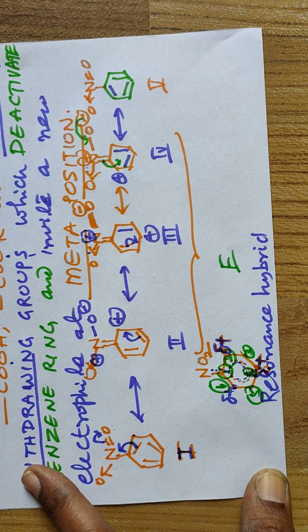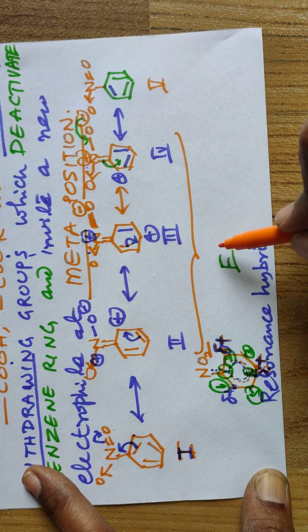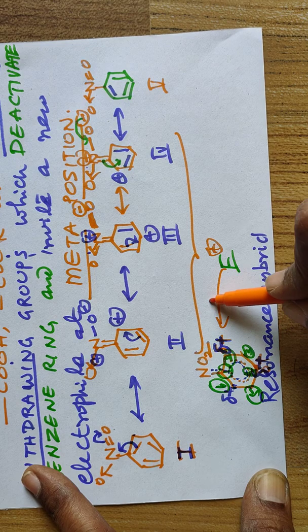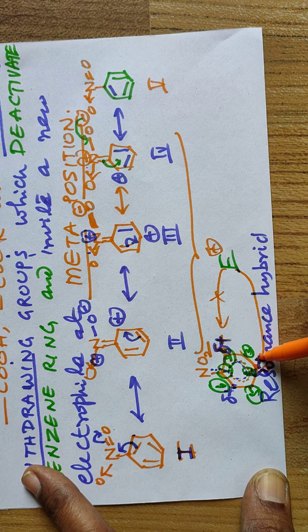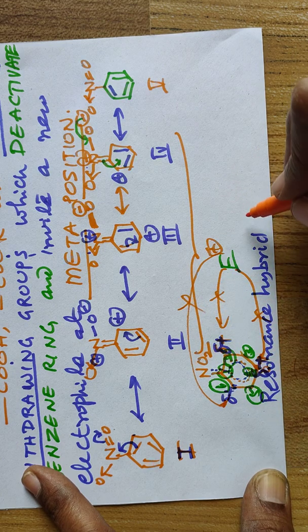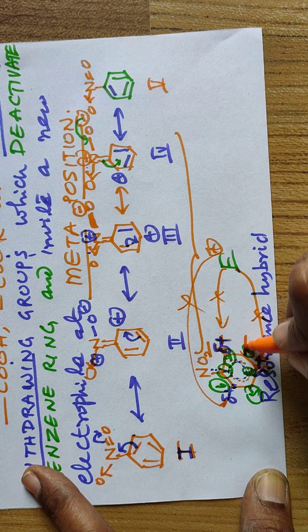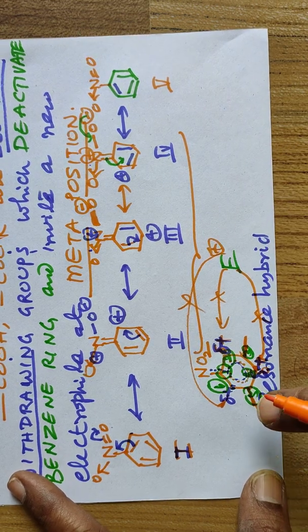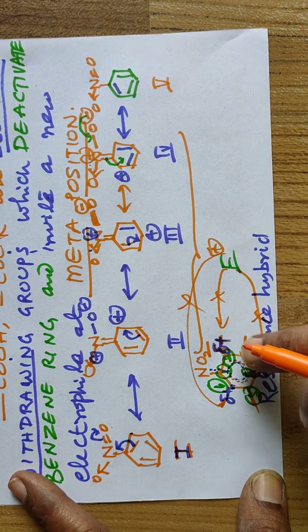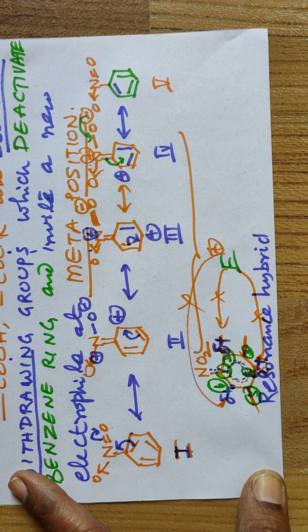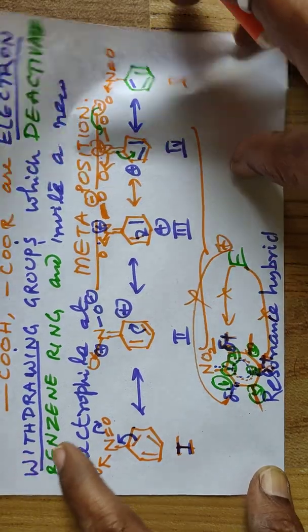So at these positions the electrophile is electron deficient, so it is not possible to attack at the second, fourth and sixth positions. So which positions are relatively possible? The third position and fifth position are relatively possible, where there is no particular positive charge, compared to the positive charges. That's why the electrophile attacks there.